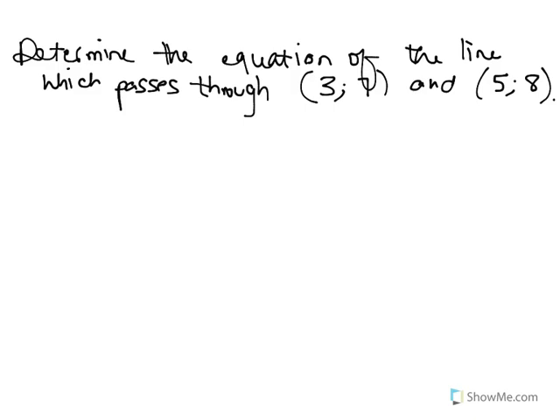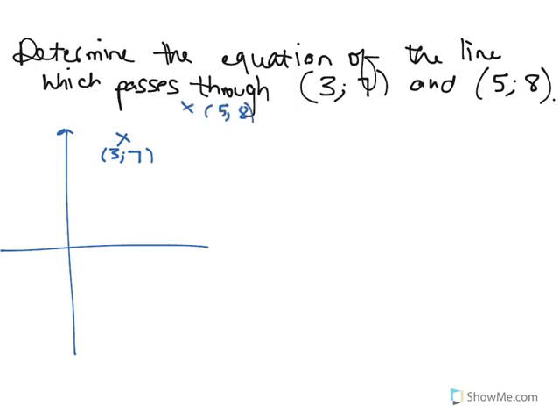Determine the equation of the line which passes through (3, 7) and (5, 8). So again, a sketch up front. So (3, 7) and (5, 8). So our line looks like that maybe. So again, a positive gradient and a positive y-intercept.